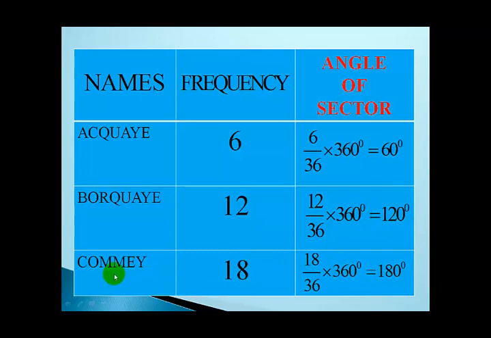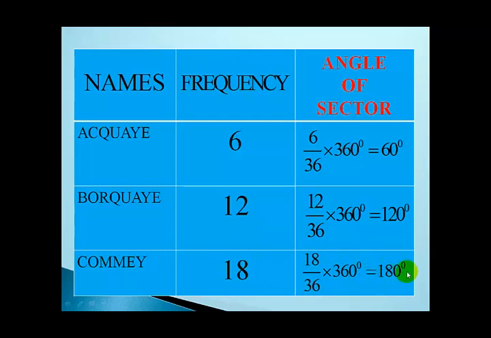Now we come to Kome. The total number of votes cast for Kome is 18. And so if you want to know the angle of sector for Kome, you divide the total number of votes cast for Kome, that is 18, by the total number of votes, 36, times the angle of a circle, that is 360 degrees. And the answer is 180 degrees.